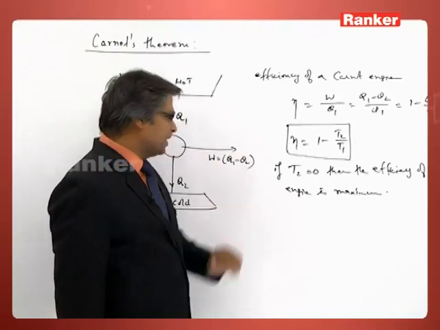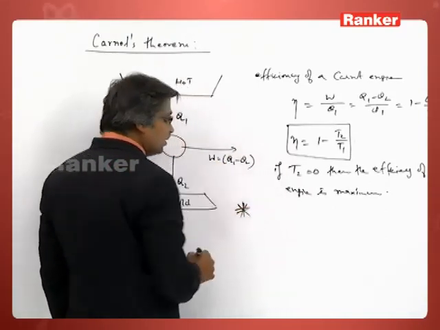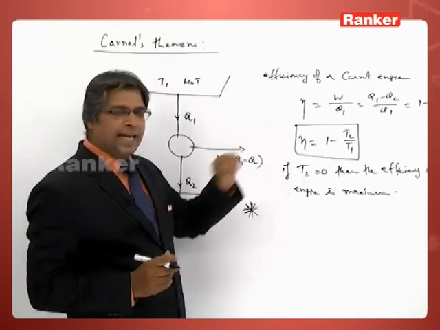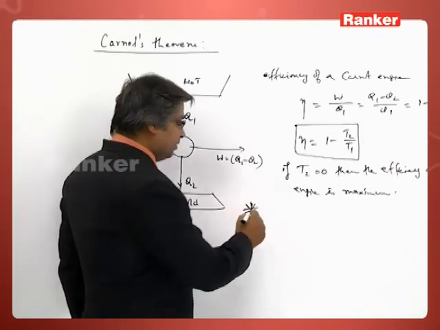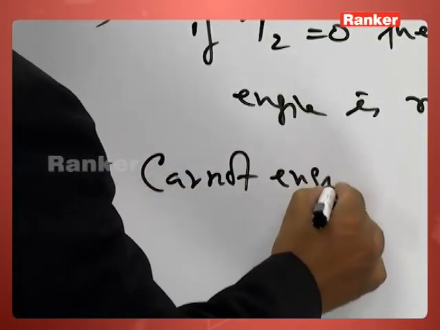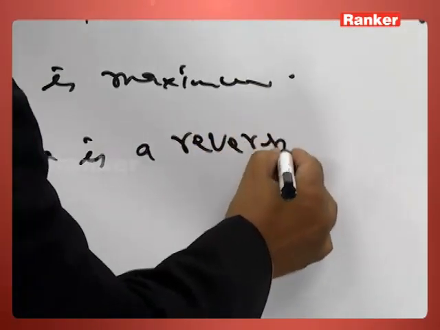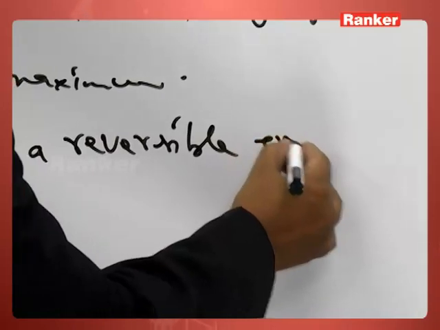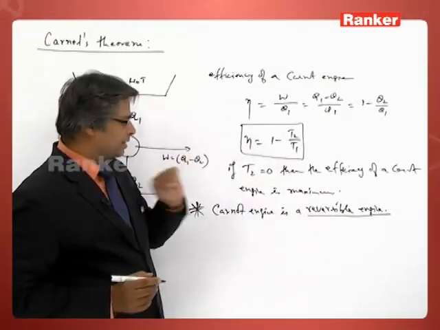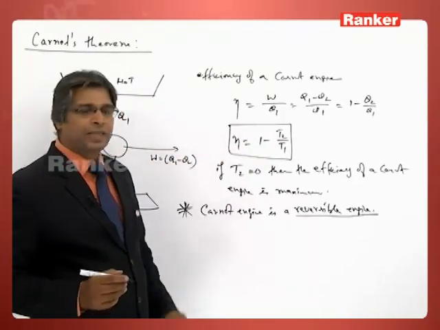So what is the important point about this? Very important, so I am marking it. Carnot engine is a reversible engine. Very important point. So these are important points: Carnot's engine is a reversible engine and efficiency is given as 1 minus T2 by T1.